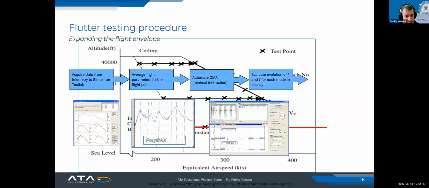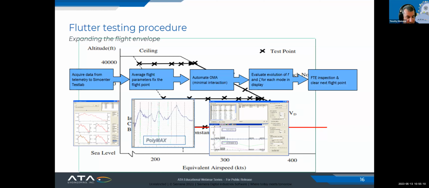And so that allows us to track our frequency and damping with respect to flight conditions and identify: are we at the point where we're getting really close to our flutter, to zero damping? We need to be very careful. Or no, we're still very well damped, and we can just go to the next point.